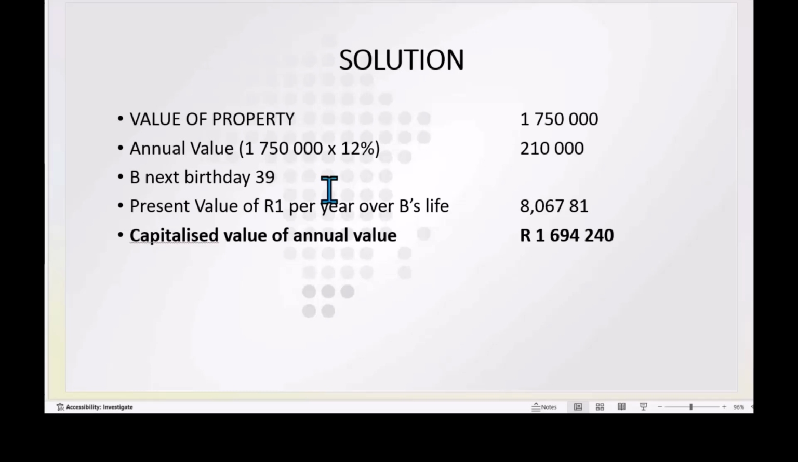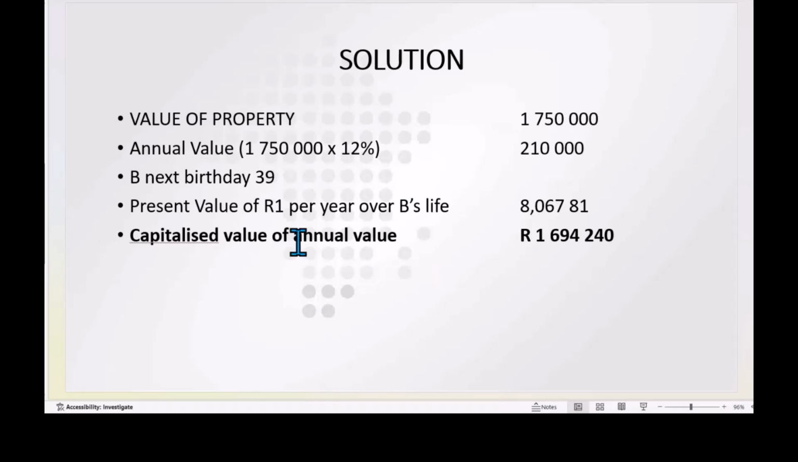We would take the 1.750, multiply by 12%, and determine the present value of 1 rand per year over B's life. The factor for that would be 8.06781, and we multiply that by our capitalized annual value. We take the 210,000 multiplied by 8.06781, and that would give us 1,694,240 rand. Then from there, we have provisos, right?